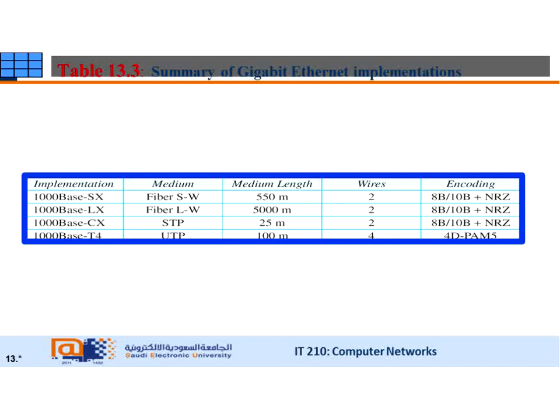Now these are the 4 implementations for Gigabit Ethernet. The first one is 1000BASE-SX. Here SX is also called shortwave. As you can see, we have fiber SW, that means shortwave, and we have 1000BASE-LX. The medium is fiber LW, that means long wave.